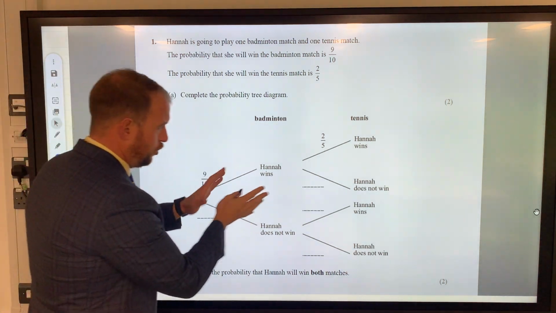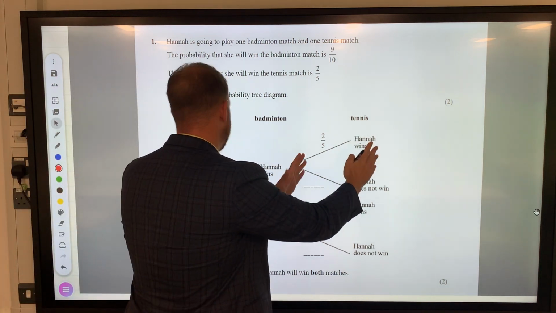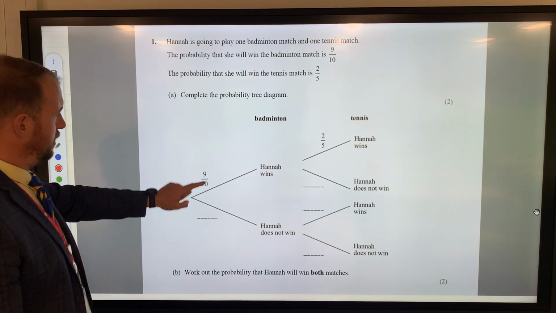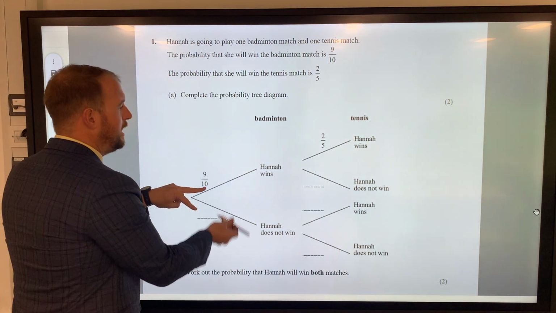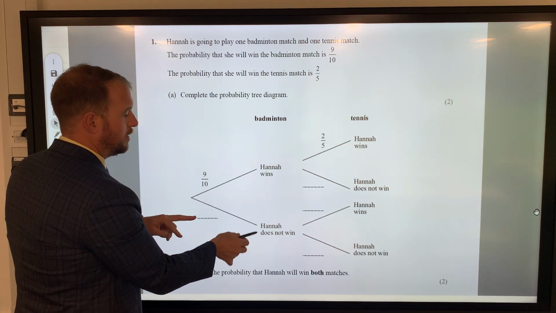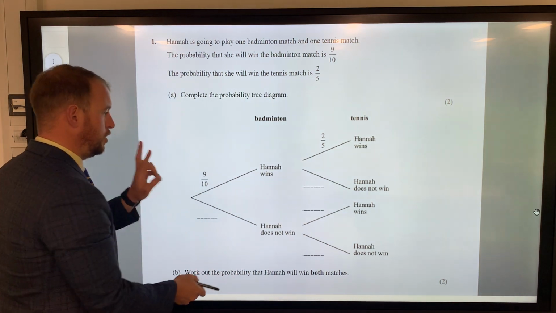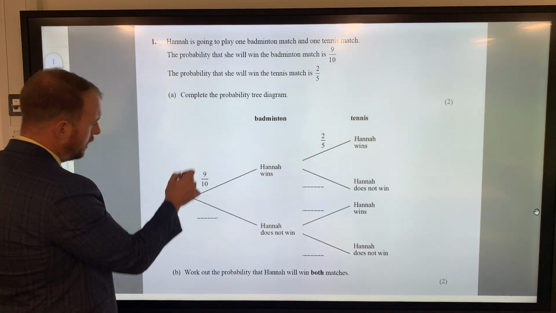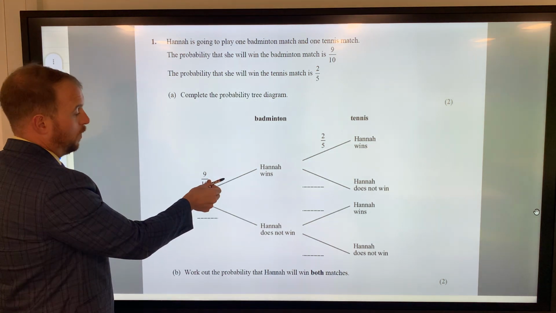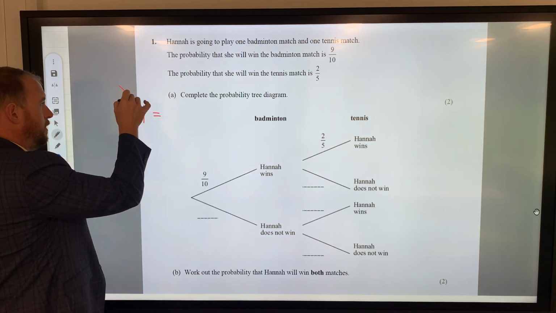So we've got this very fancy tree diagram, and you can see we've got badminton in the first section and then tennis in the second section. We're going to try and fill in these blanks. There are only two events that can happen. She can either win the badminton match or not win the badminton match. You'll notice it doesn't say lose, it just says win or does not win. If it's only these two things that can happen, then the probability of one or the other happening has got to be certain. The number we use for certain in probability is 1.